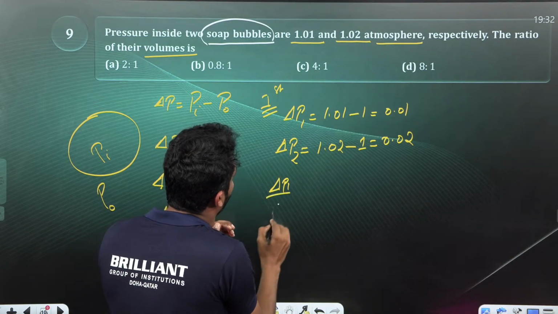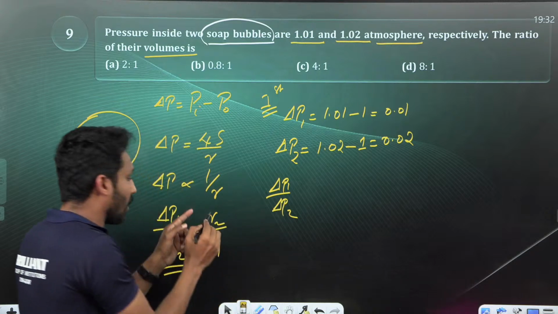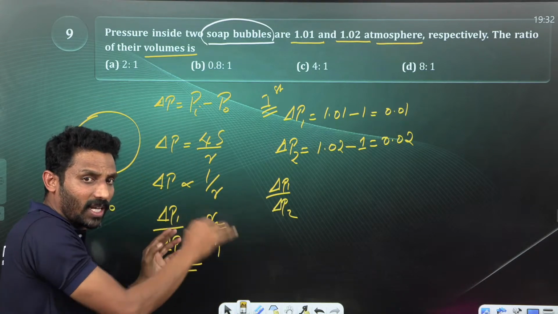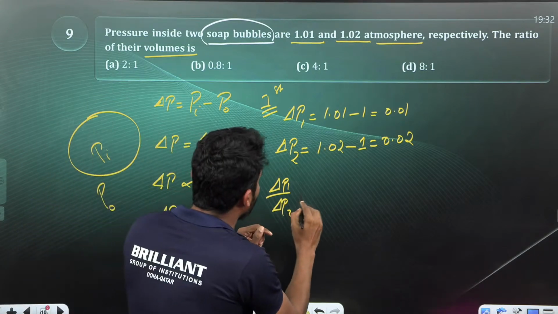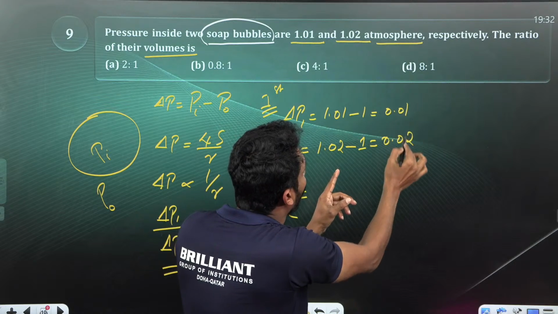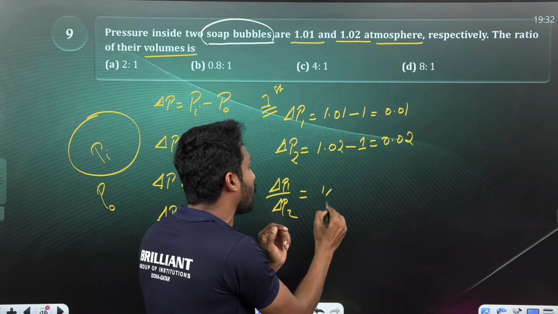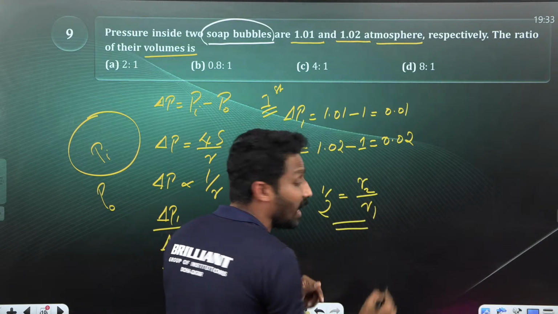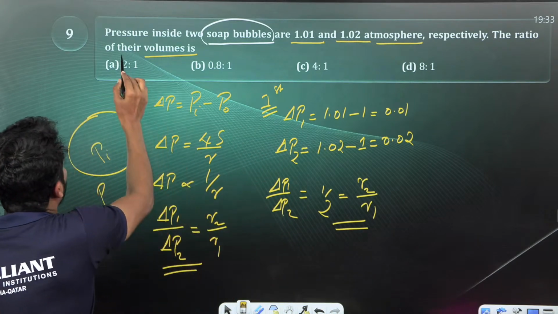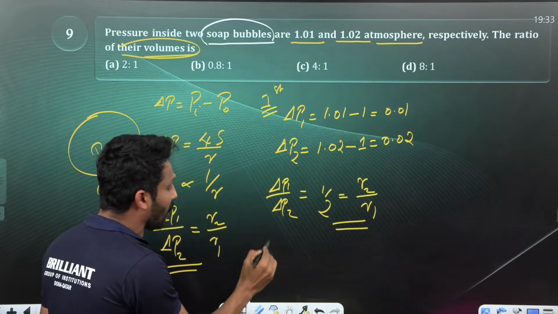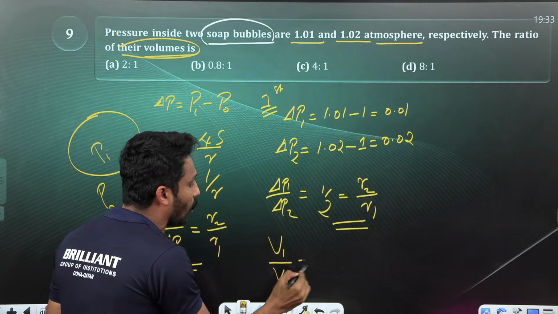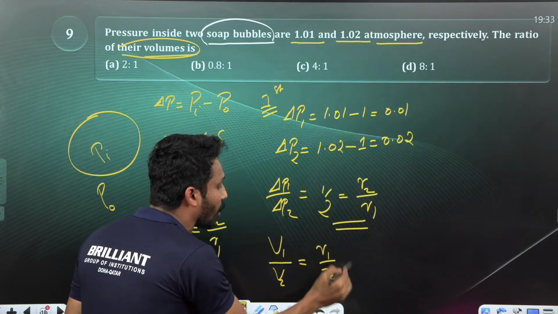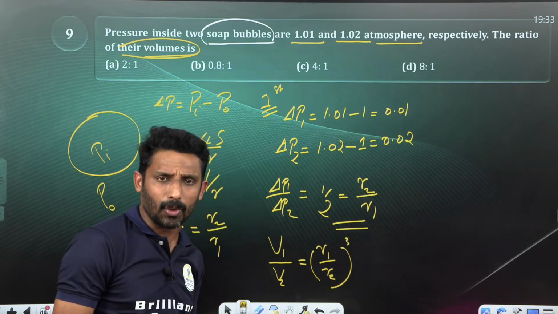Delta P1 by delta P2 is the inverse ratio of their radii. And this value is 0.01 by 0.02, that is 1 by 2. This 1 by 2 is actually R2 divided by R1. We understood it. And here in the question they are asking the ratio of their volume. The ratio of their volume V1 by V2 is equal to R1 by R2 all cube, because the volume is directly proportional to R cube.